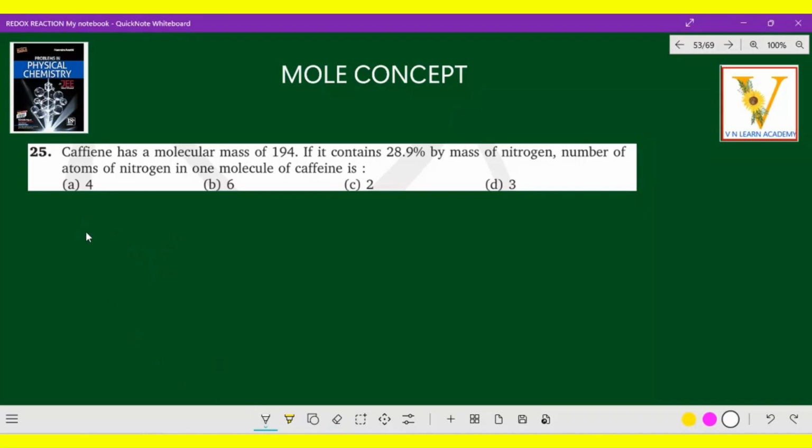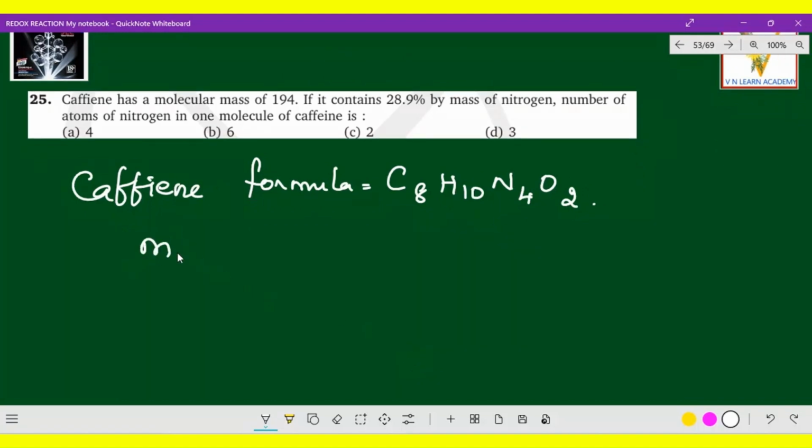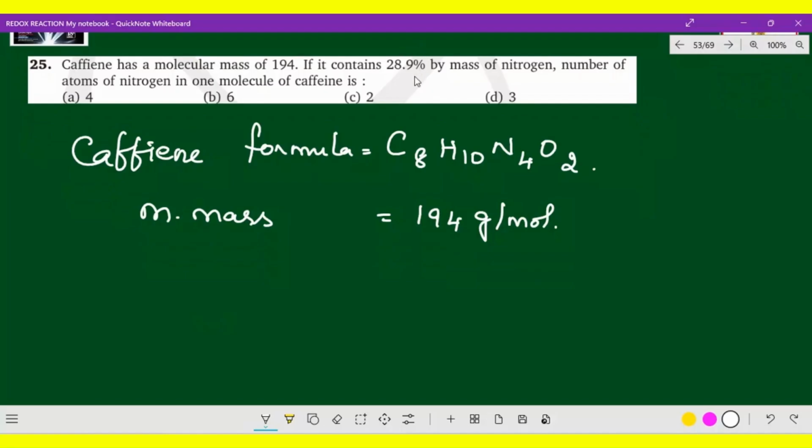The caffeine formula is not mentioned here, so I'm mentioning it: C8H10N4O2. This is the caffeine formula. The molecular mass of caffeine is 194 gram per mole. Now, how much nitrogen does it contain? 28.9% is contained. So how much is the mass of nitrogen?